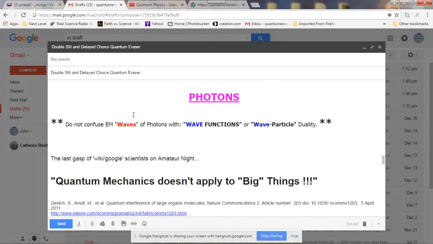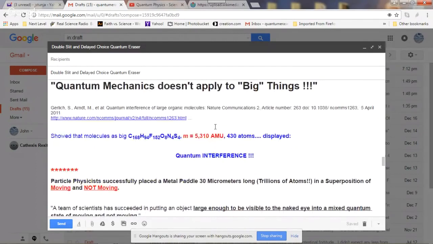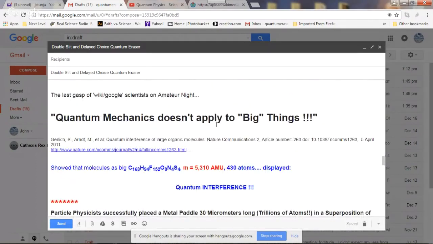So, the last gasp of the Wiki Google scientists on amateur night. You'll hear this constantly everywhere you go: well, quantum mechanics doesn't apply to big things.